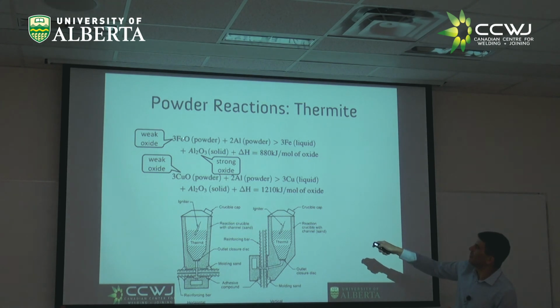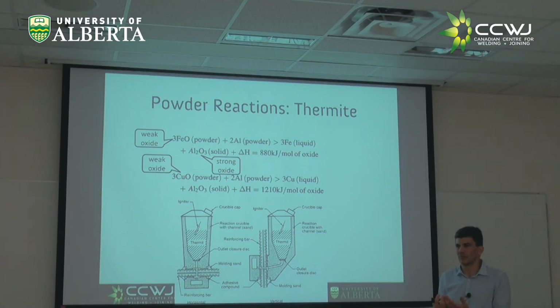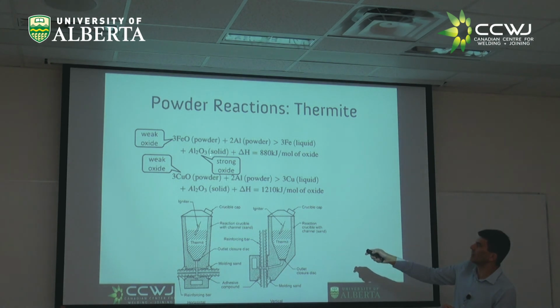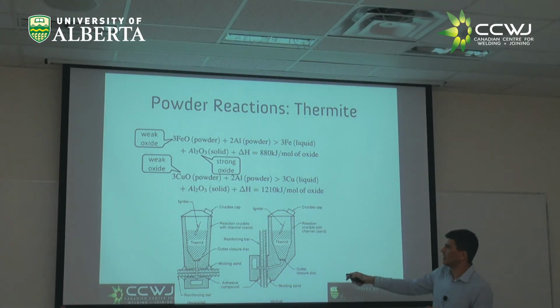So if I steal the oxygen from my iron, I start to have metallic iron, which at that temperature is liquid. And here you have this slag of alumina, right? And releases lots and lots of heat. Same here, you can use copper oxide and aluminum, right? The aluminum is a very strong getter. So how does it work? You mix these two powders, nothing happens.